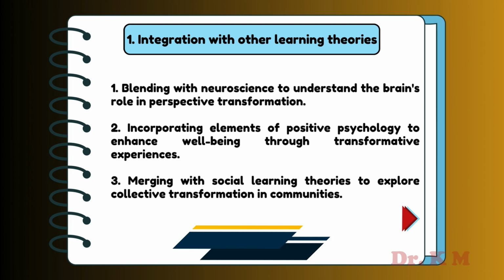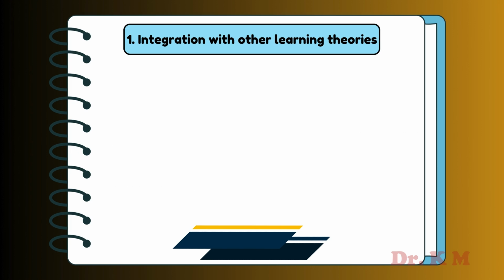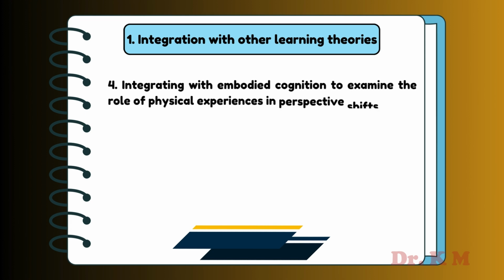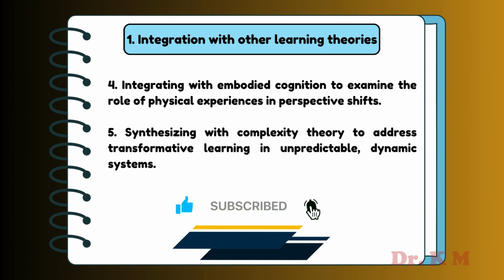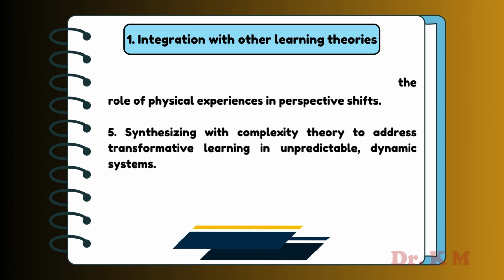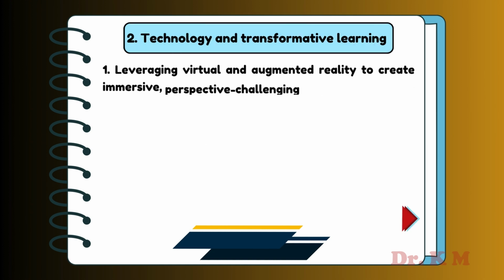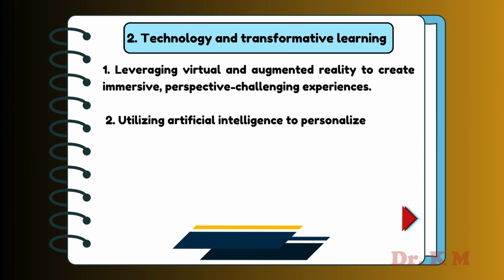Merging with social learning theories to explore collective transformation in communities. Integrating with embodied cognition to examine the role of physical experiences in perspective shifts. Synthesizing with complexity theory to address transformative learning in unpredictable, dynamic systems. 2. Technology and transformative learning.